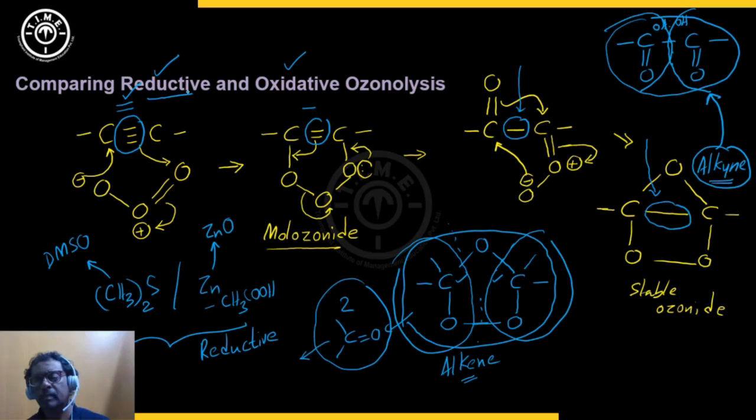To sum up, an alkyne gave a dicarbonyl compound upon reductive ozonolysis. Upon oxidative ozonolysis, that dicarbonyl compound turned into 2 moles of carboxylic acids. And for an alkene, you already got two carbonyl compounds, two parts, and each part would undergo further oxidation. If it is an aldehyde, it will turn into a carboxylic acid.